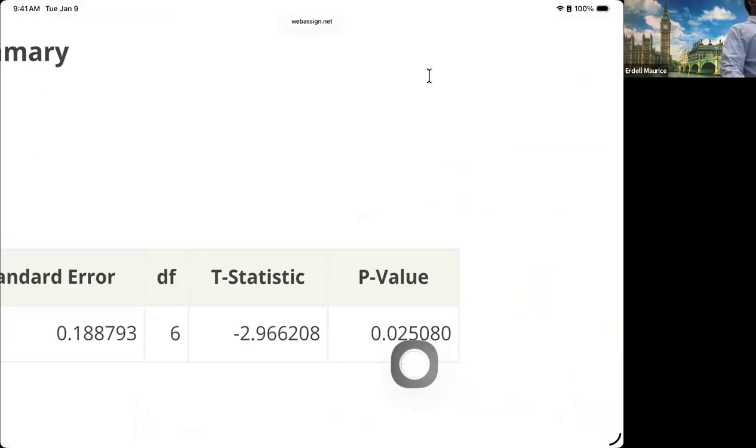Do you guys remember what the alpha level was? 0.01. Remember, this was a science question. For the sciences, the alpha level tends to be even lower. So the alpha level is 0.01. All right. So, question: given the alpha level is 0.01, do we reject the null or do we fail to reject the null?